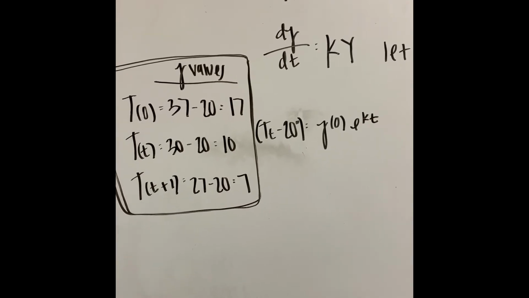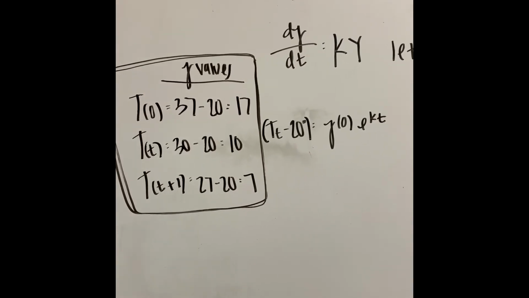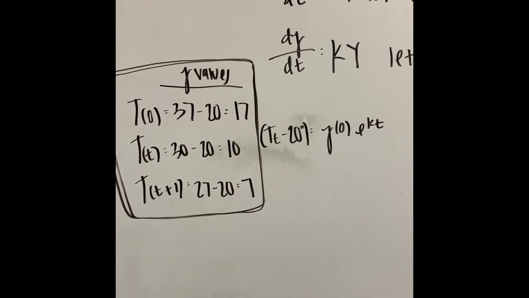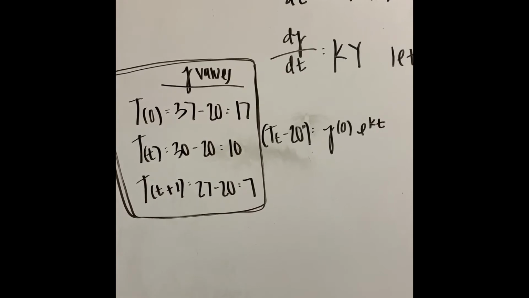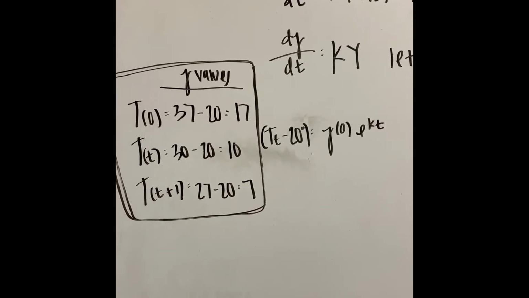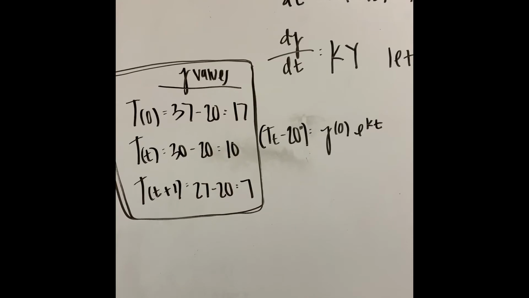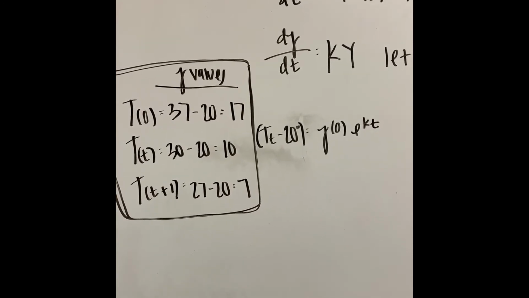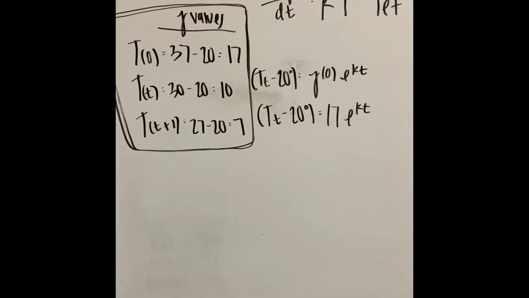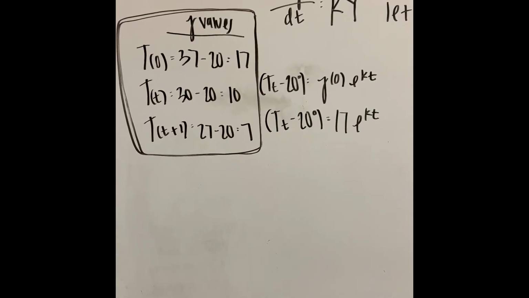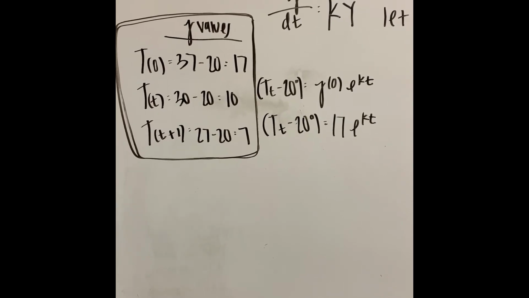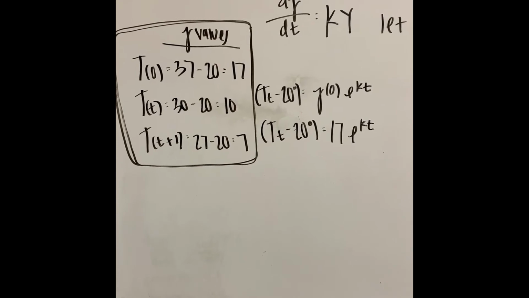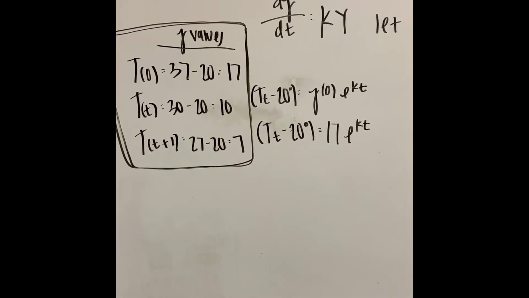At t of 0, when Kim was killed, her body was 37 degrees Celsius. You subtract the 20 and you get 17. At the time the cop found the body, her body was 30 degrees Celsius. Subtract the 20 and you get 10. An hour later, her body was 27 degrees Celsius. Subtract the 20 and you get 7. From these values, we know that y0 is 17 because at time 0 it is 37 minus 20, which is 17. So we can plug that right into our equation for the y0 value.